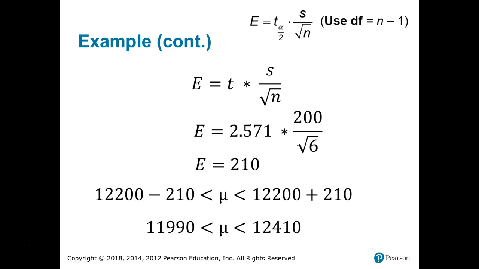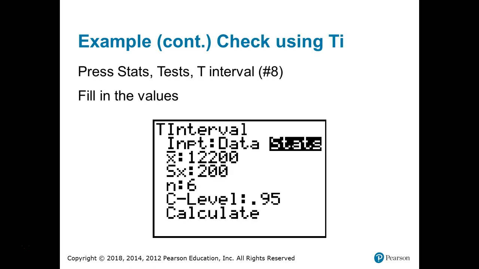So your 95% confidence interval is going to be the sample mean minus the margin of error on the left, bounded on the right by the sample mean plus the margin of error. We are saying that the population mean of all elephants is going to be between 11,990 and 12,410. We are 95% confident the population mean falls within that lower bound and upper bound.